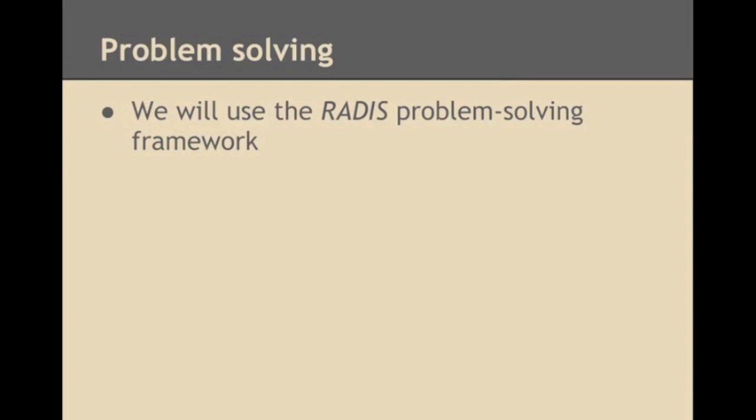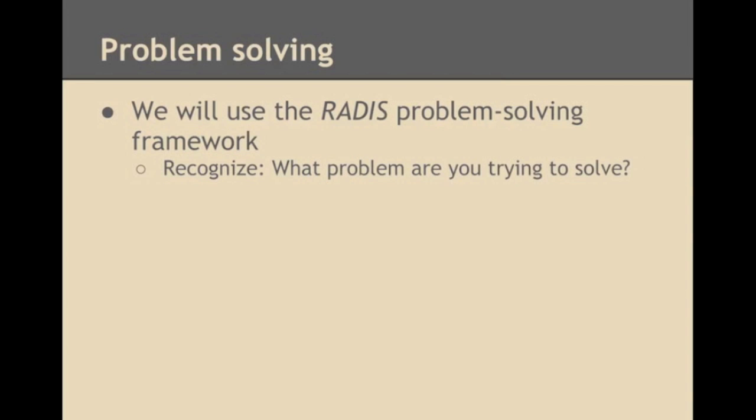It's an acronym. The R stands for recognize. And in that step, we have to figure out what problem we're trying to solve. If you don't understand the problem, it's not very likely that you're going to get the right solution. Okay? And that works in math, it works in physics, it works in computer programming. The first thing you have to do is start out with understanding the problem.